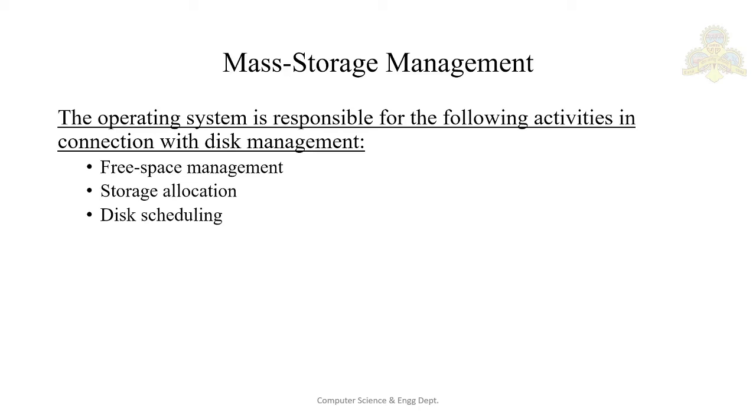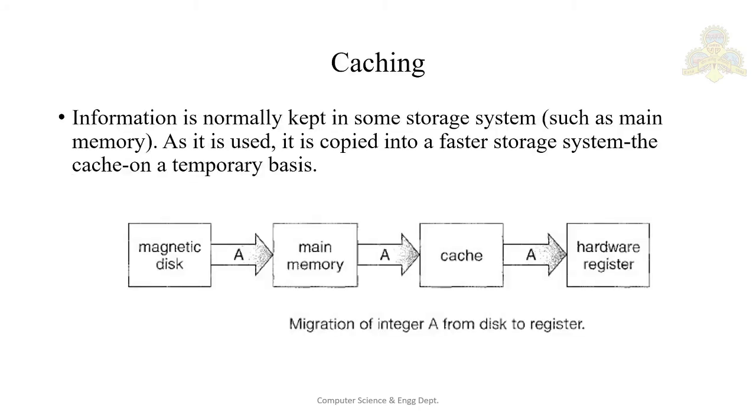The last one is disk scheduling. Disk scheduling is a technique used by the operating system to schedule multiple requests for accessing the disk. We have multiple algorithms for disk scheduling, so we'll see that in the next chapter. The next one is caching.